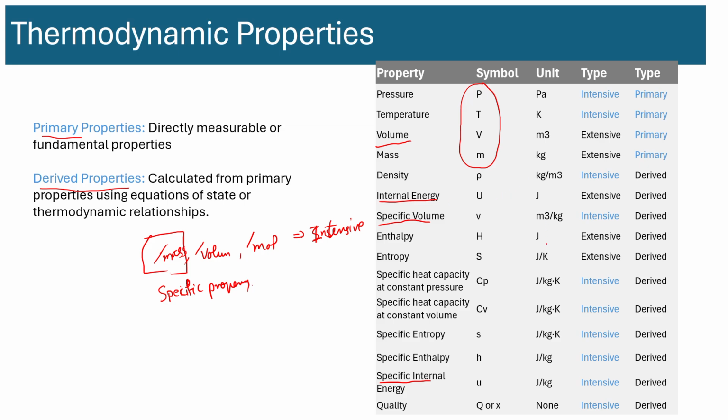So you could see whenever there's a per kilogram, it is considered as a specific value, and also it is intensive. Okay, you could also have something per mole, and it will also be intensive. All right.